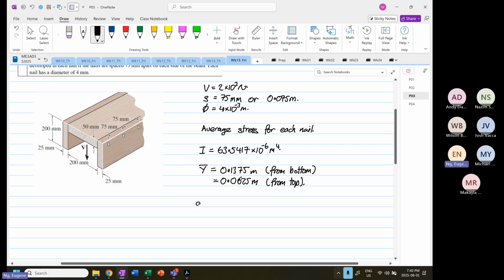We know Q is equal, before we go on, the average stress of the nail is equal to force divided by area. So from this, force divided by area.